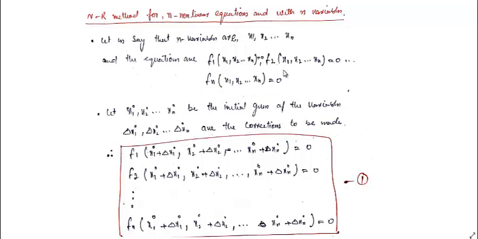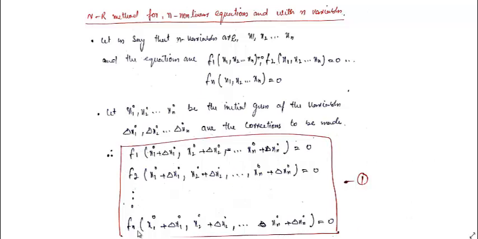So these are different equations. We'll do the same procedure. We'll assume some initial guess x1 naught, x2 naught up to xn naught, and we'll assume some corrections delta x1 naught, delta x2 naught, up to delta xn naught. These are the corrections to be made so that these functions are equal to 0. That means f1 of x1 naught plus delta x1 naught, x2 naught plus delta x2 naught, up to xn naught plus delta xn naught will be equal to 0, so that this is the actual value. So these functions will be written now like this.